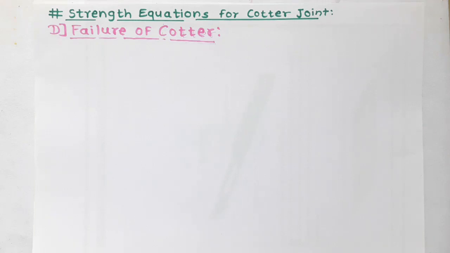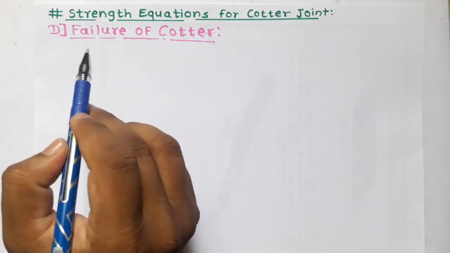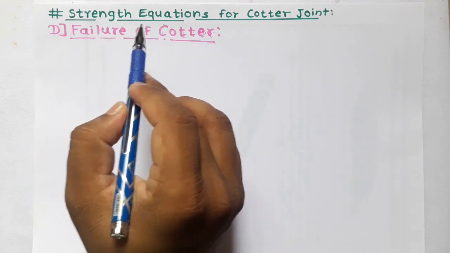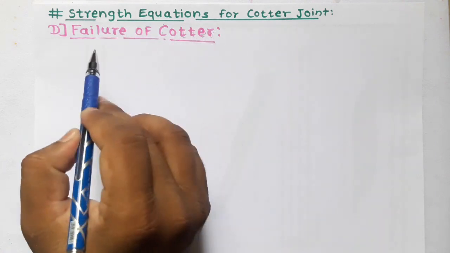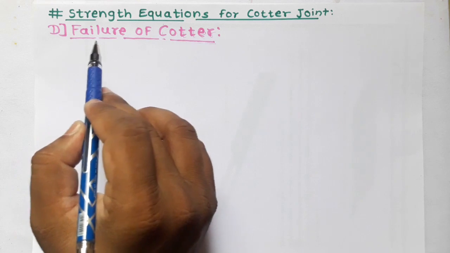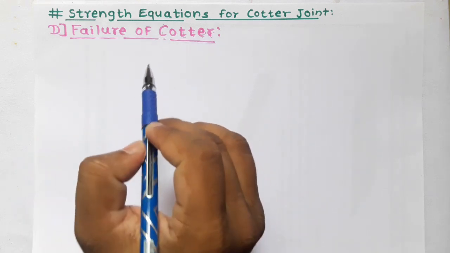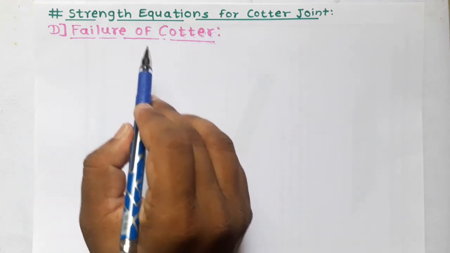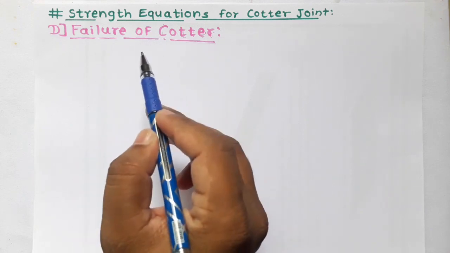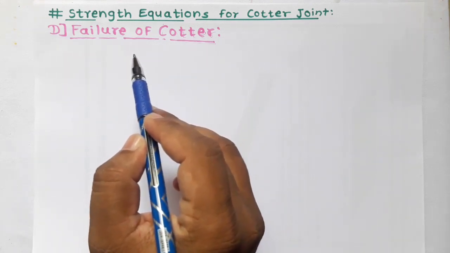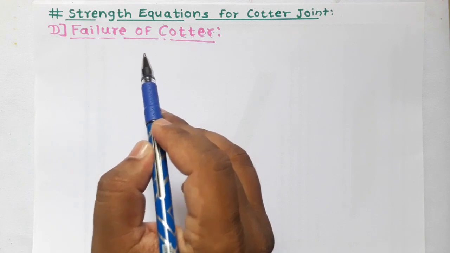I welcome you all. In this video, I'm going to talk about the next point from the article Strength Equations for Quarter Joint, and that article is point number D, failure of quarter. So basically the failure of quarter may take place in three stresses: under shear stress, under bending stress, and under crushing stress.